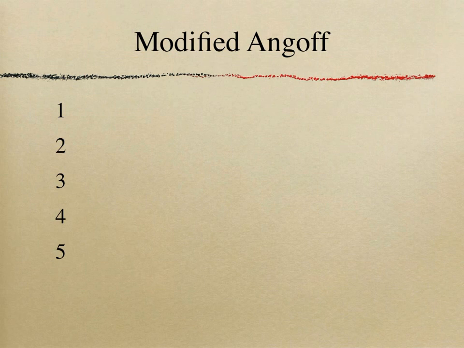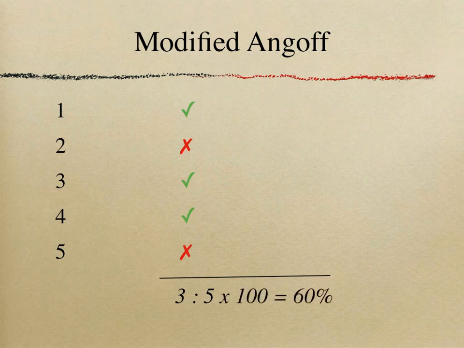So that's a very different approach now. You look at all the 5 items and say, well, the first one, they can probably answer. The second one, no, they can't. Third one, yes. Fourth one, yes. Fifth one, no. So 3 out of 5 can be answered by a borderline candidate, and then the pass mark would be 60%. That's how you set your 60%.